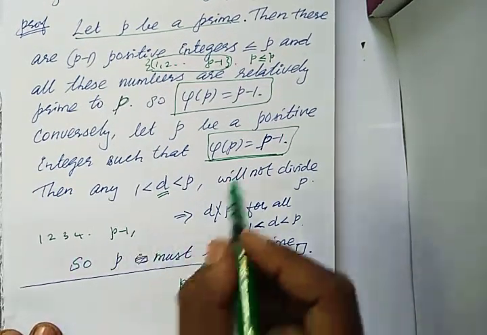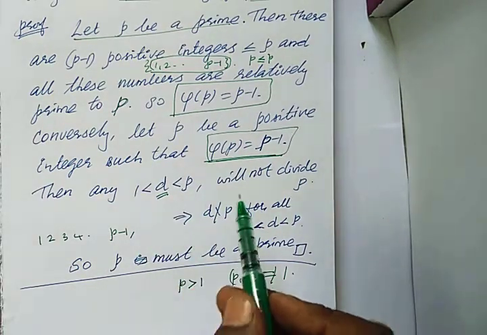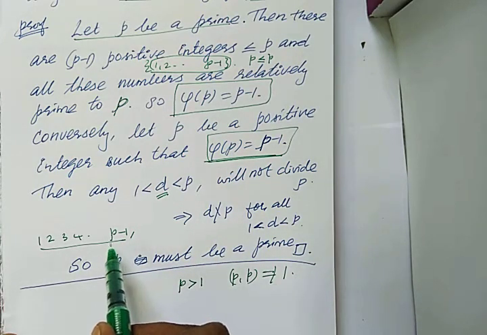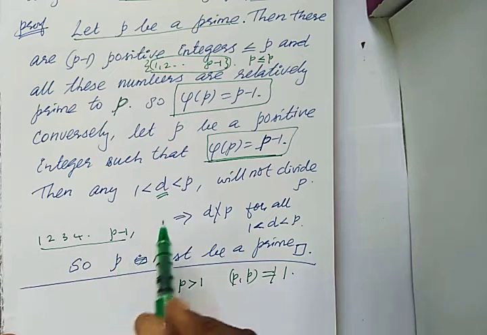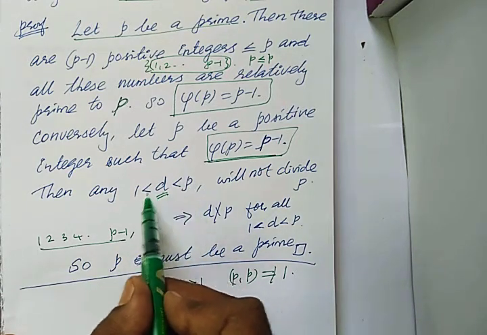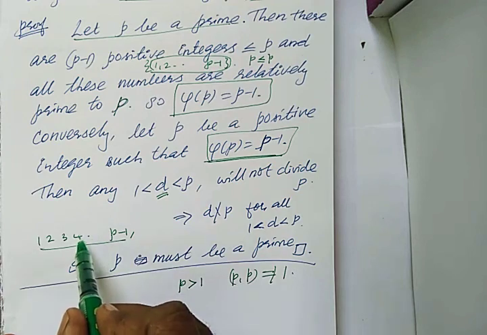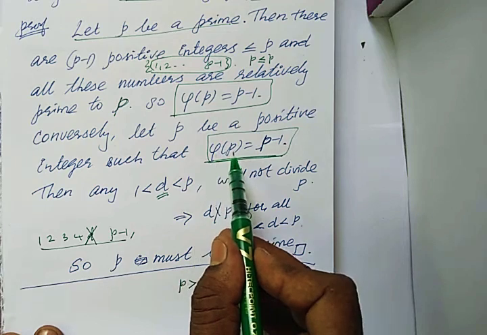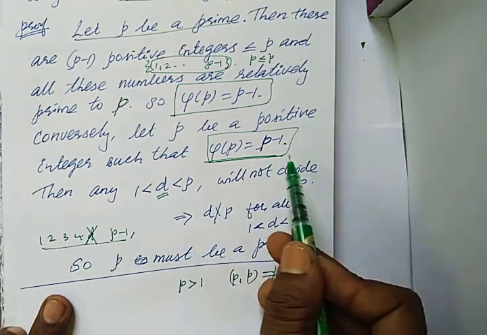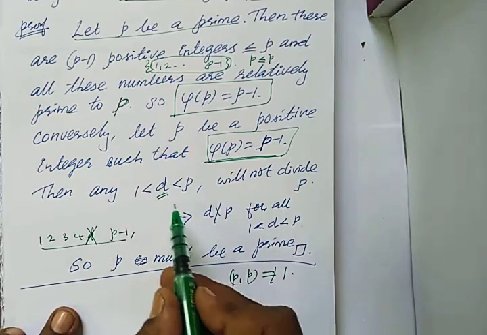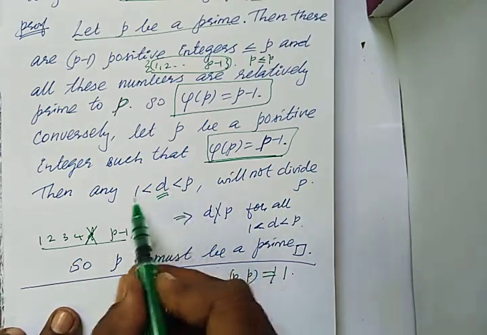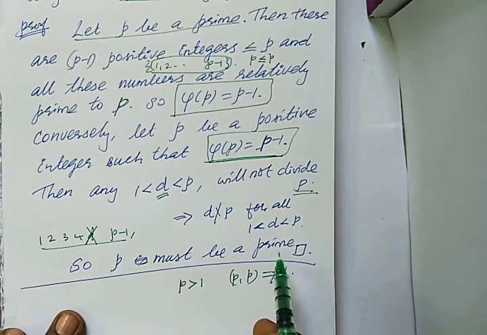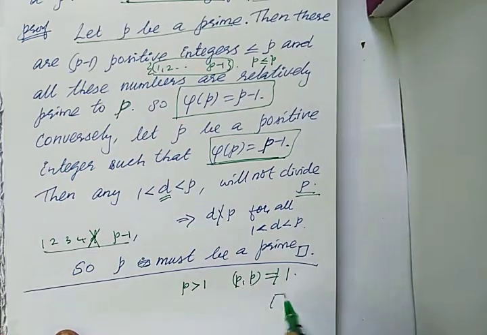So these are the numbers which are less than p. There are p minus 1 numbers. Suppose there is a d in this interval that divides p, then that particular number should be avoided. So then phi of p cannot be p minus 1. There can be at the most p minus 2. So if you take any d in this interval, that will not divide p. So p must be a prime number.